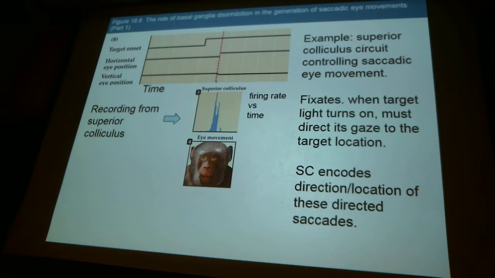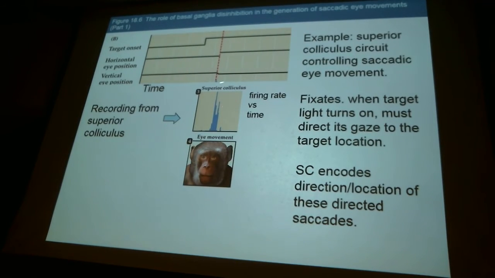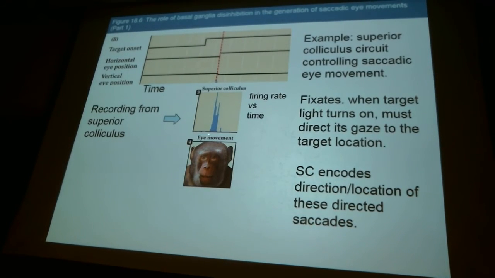So here we have time. Here we have the target onset. So the little light turns on at a particular spot. And here we're measuring the horizontal and the vertical eye position. So the monkey has to move maybe a little to the left, a little down, and make that eye movement. If you record from the superior colliculus at the same time, you get a very nice signal. So here's time, and when the animal has to make an eye movement, you get a firing right here.